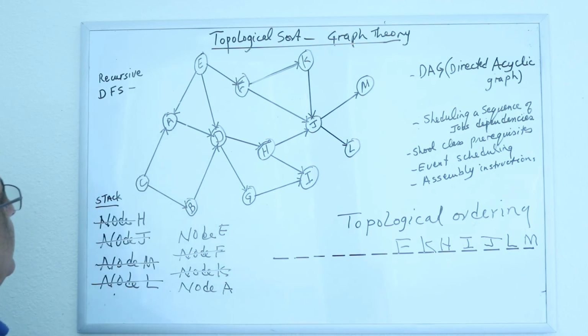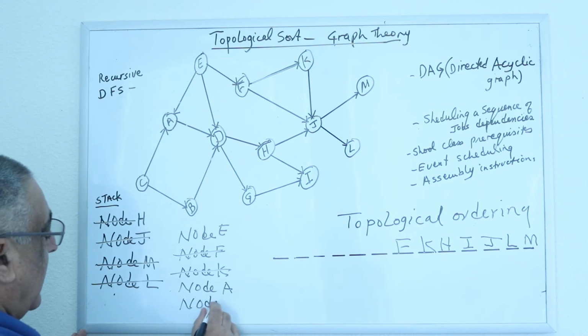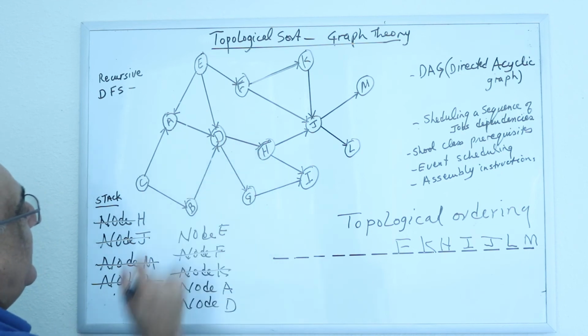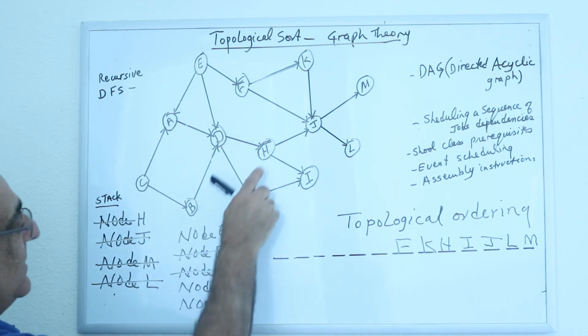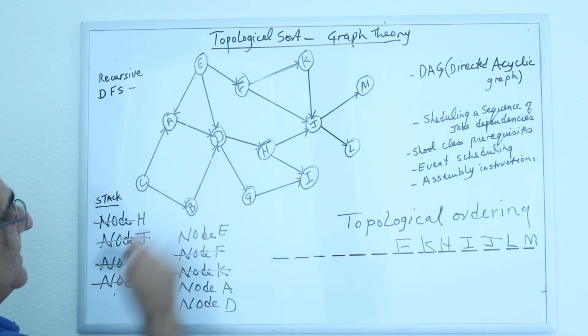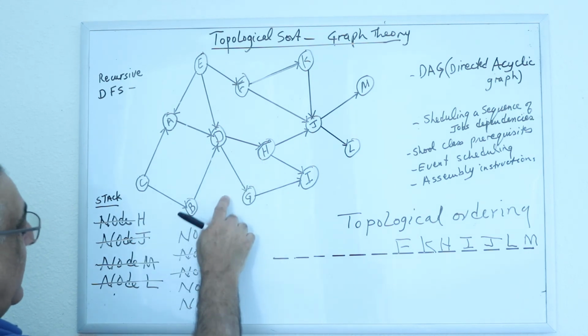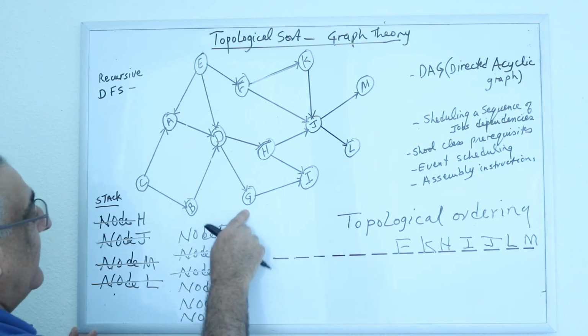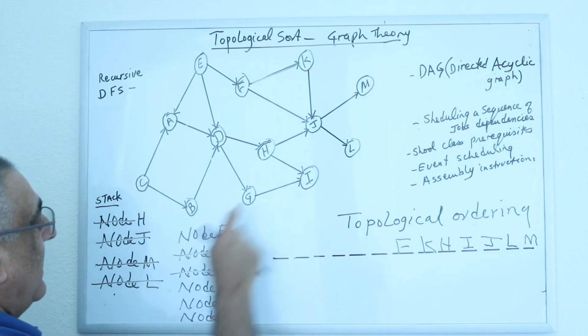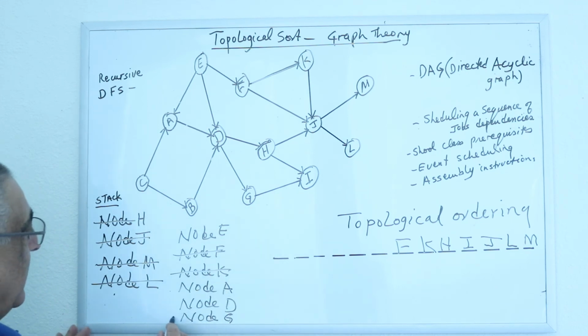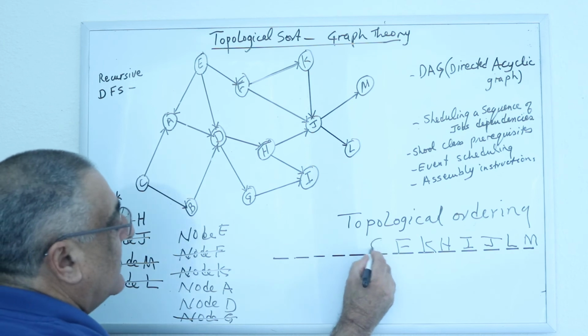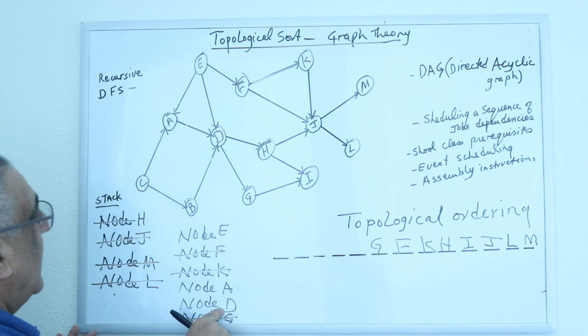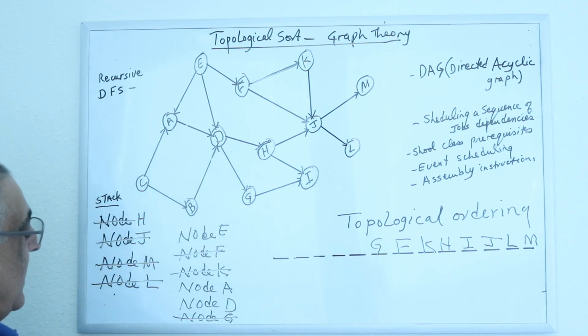From node A, my only choice is to go to node D. So I'm in node D. From D, I have a choice to go to H, but that has already been visited. So I go to node G. From G, it takes me to I, but I've already visited I. So I'm going to pop G off. Now that puts me back into D.